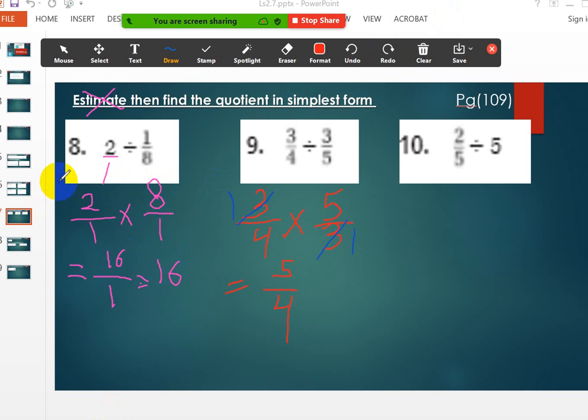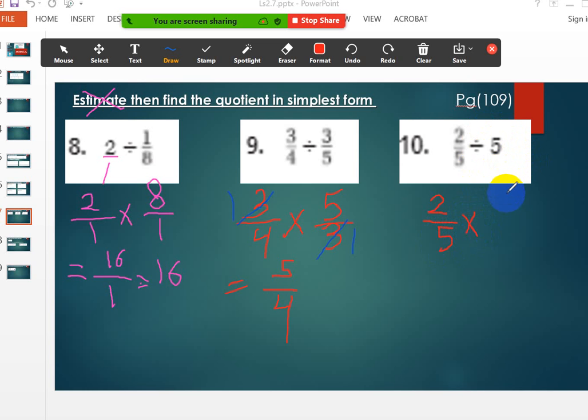Okay, Rina, could you please help me to divide 2 over 5 on 5? Of course. The dividend will be the same, 2 over 5, right? And we have to convert from the division to the multiplication, right? Rina, are you with me? Yes. What about the divisor? It will be what?